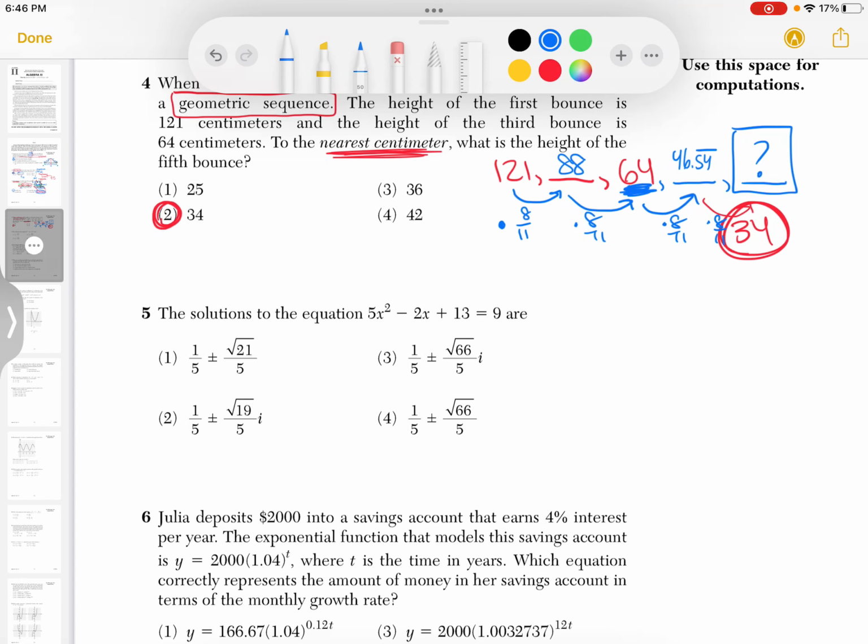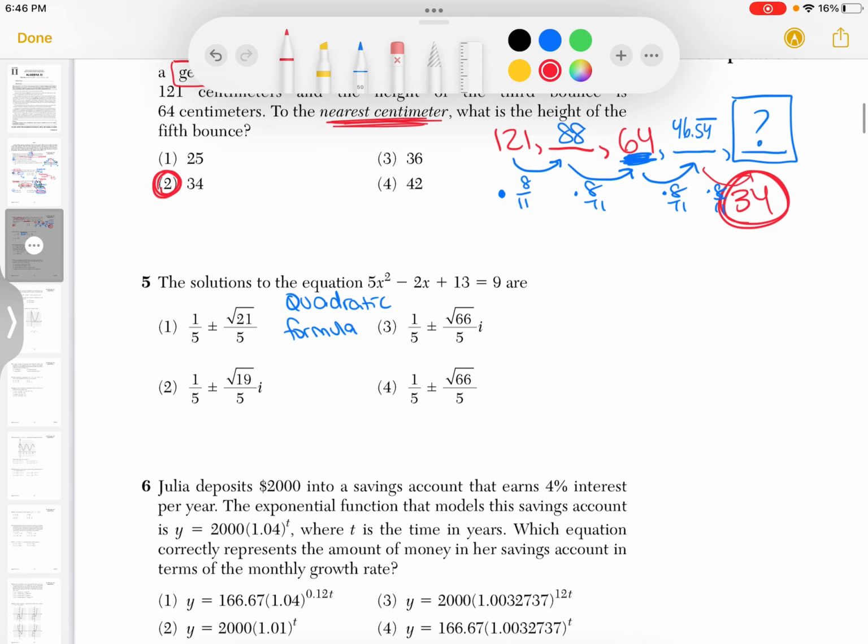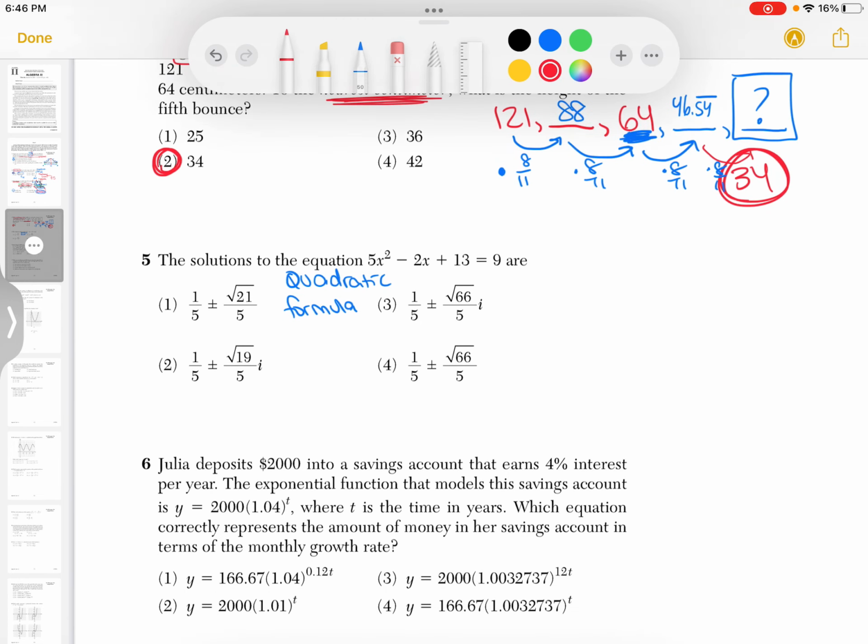Ultimately, these answers, even though it doesn't tell me to use it, are coming from the quadratic formula. So remember what we talked about in class? You want to be focusing on the setup or the format of your answers, because they'll give you a huge hint about what you're supposed to do.